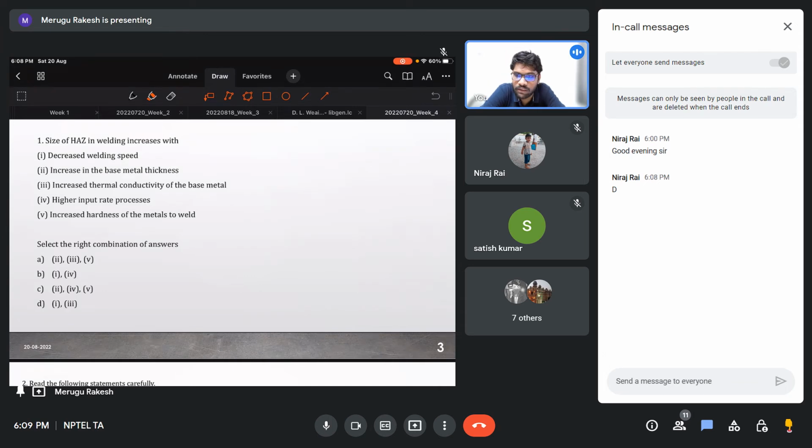Already there was one answer. Okay, nice. So we have to read what happens to the parameters if my heat affected zone is increasing.